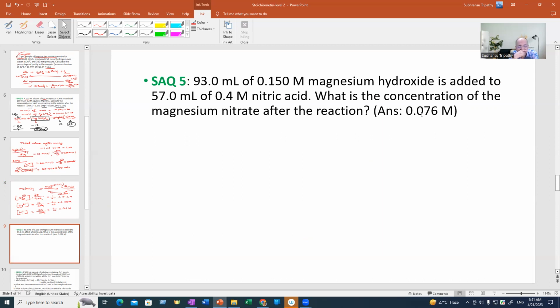we disregarded, but then how do we prepare a solution of magnesium hydroxide? It is really a contrasting situation. It is added to 57 milliliter of 0. M nitric acid. What is the concentration of magnesium nitrate? It is asking not the ion concentration, the entire molecule magnesium nitrate after the reaction.